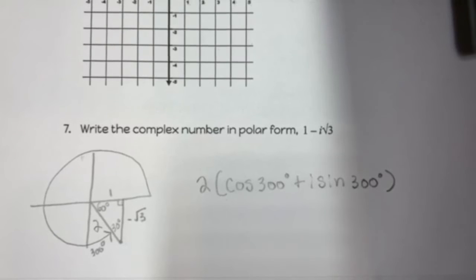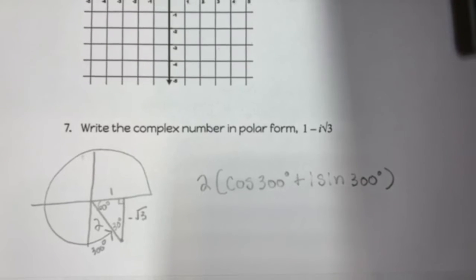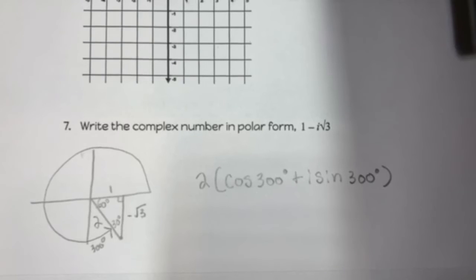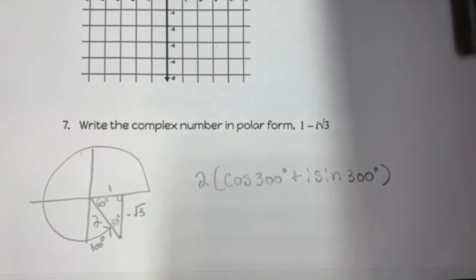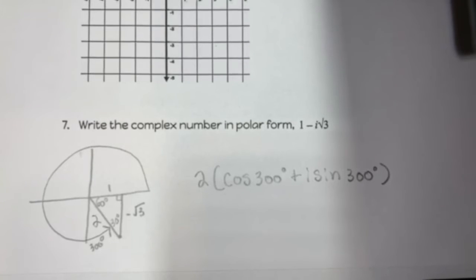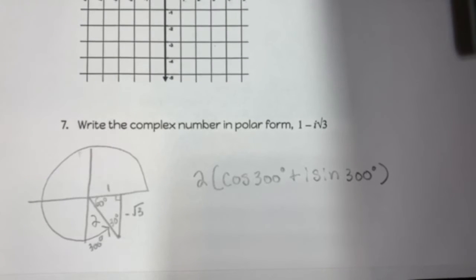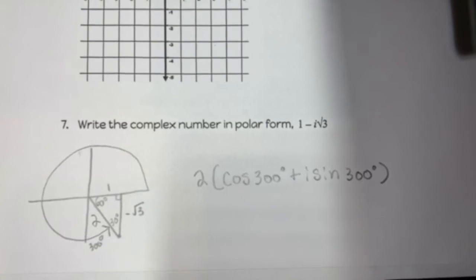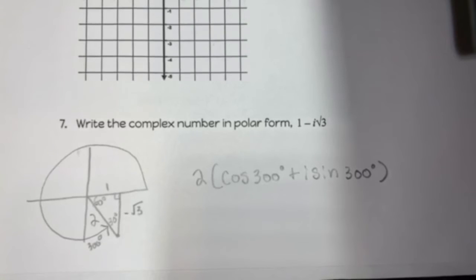Writing the complex number in polar form: 1 minus i root 3. First, you graph 1 minus i root 3. It should look like a 30, 60, 90 triangle in the fourth quadrant with the hypotenuse equaling 2. This forms a 300-degree angle. The complex number should equal 2 times the cosine of 300 degrees plus i sine 300 degrees.